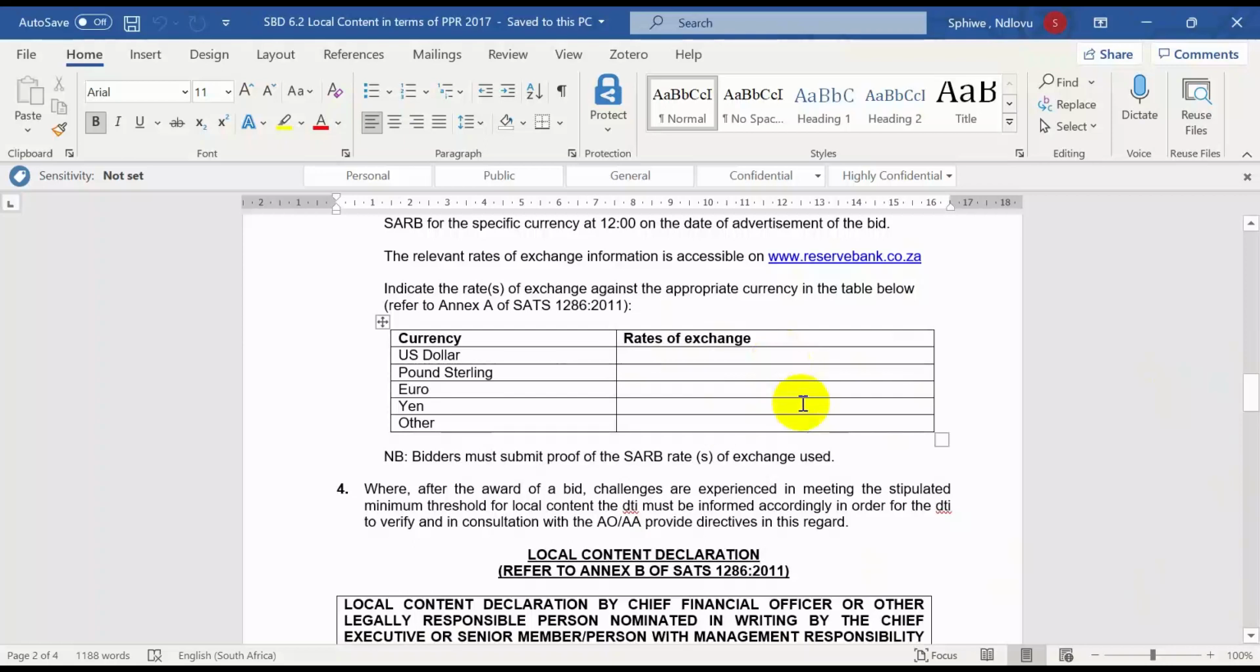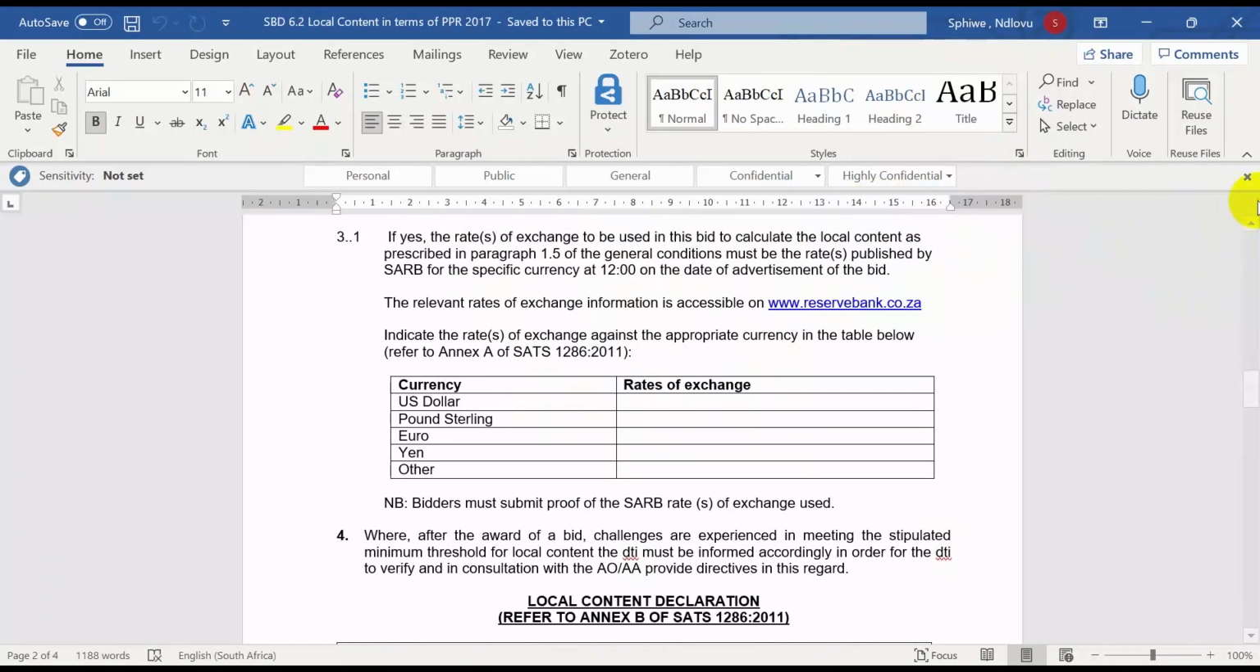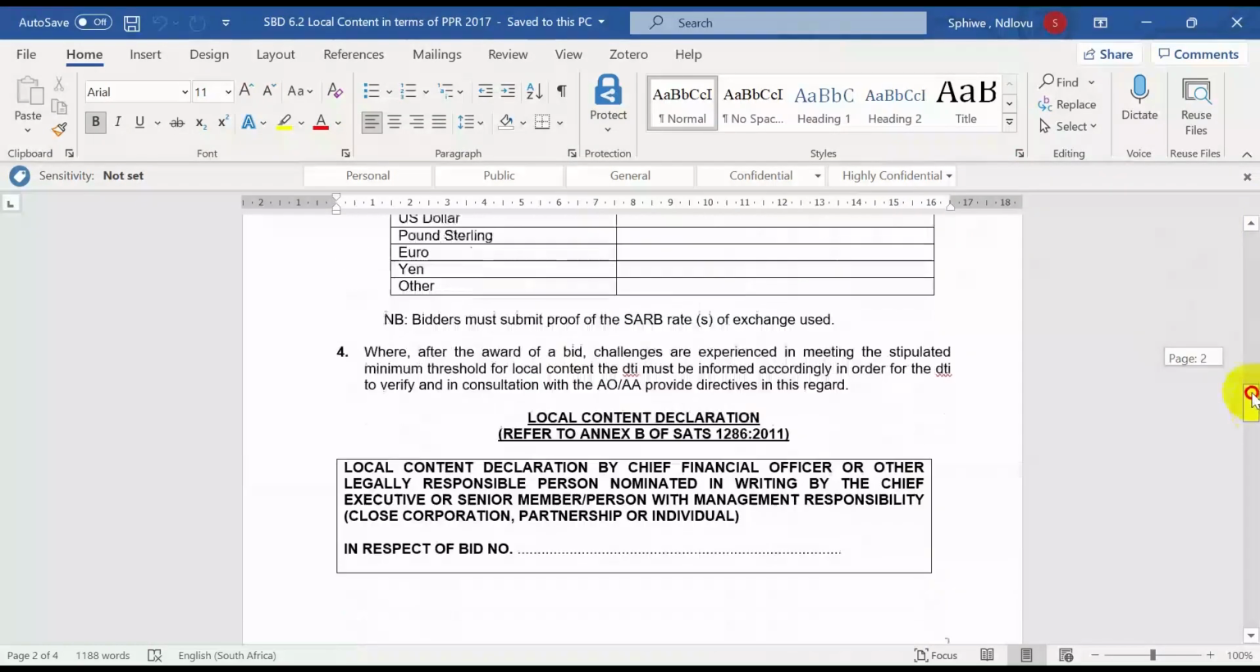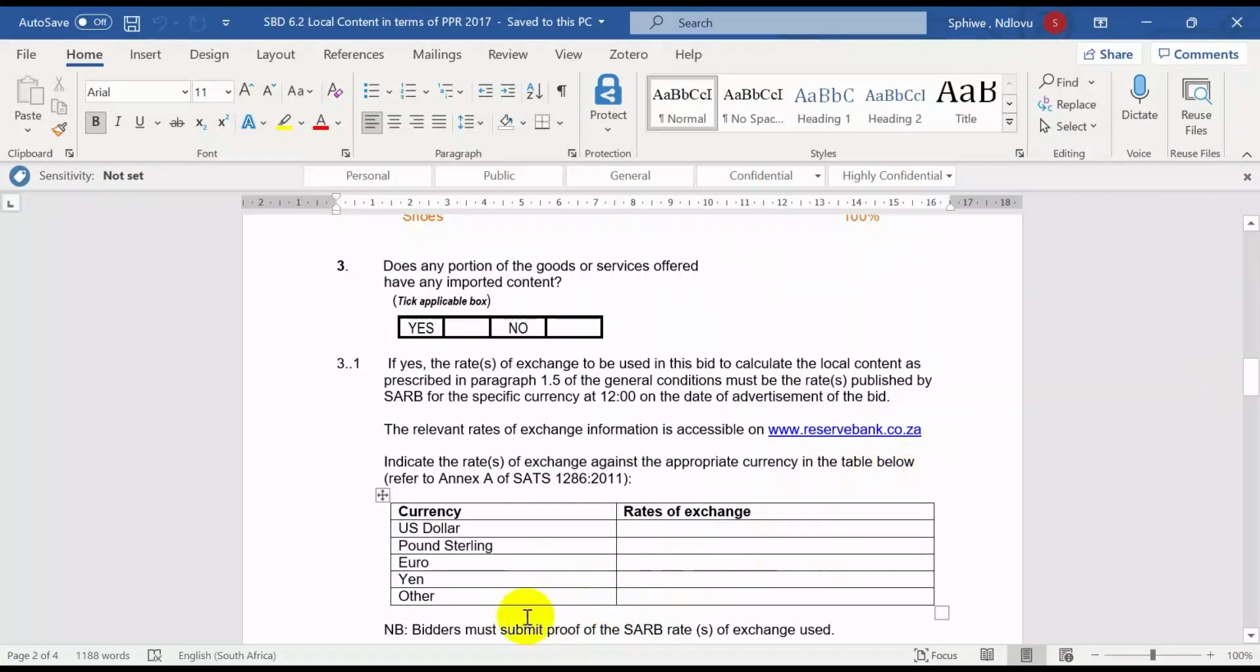And then here it talks to the currency. Then you need to tick the currency where you are importing from and put the rate of exchange. Remember, it's the 12 o'clock rate on the date of the advert. In this case, because everything there was 100%, as you have seen up there, this section here will be not applicable for you because you don't have any imports. However, if you had imports, then you will tick the relevant currency and put the relevant rate of exchange for that currency.